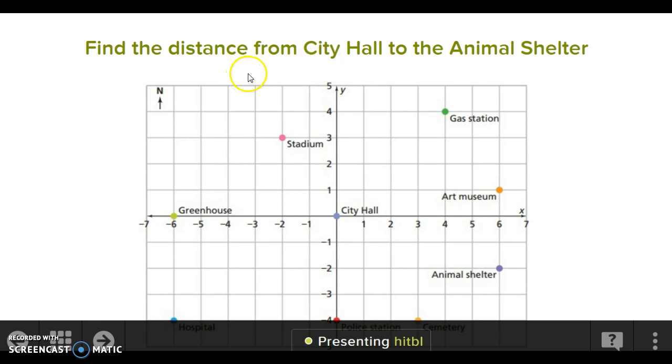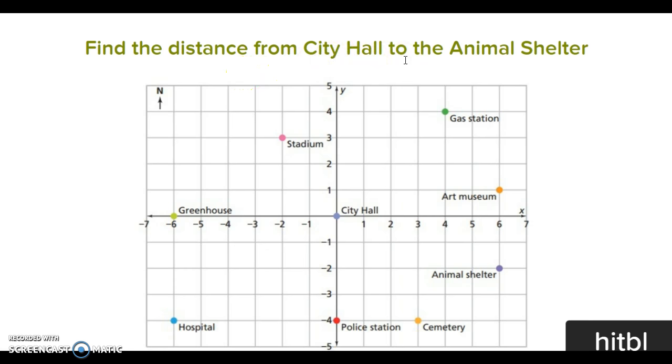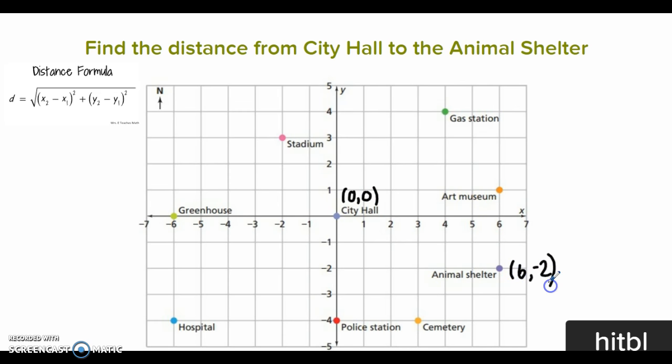Now I want you to find the distance from City Hall to the animal shelter. And I want you to use the distance formula. So the first step is going to be to find your coordinate points. City Hall is easy because it's at 0, 0. And the animal shelter is at 6 on the x and -2 on the y. Our next step is going to be to label our points x1, y1, x2, y2.